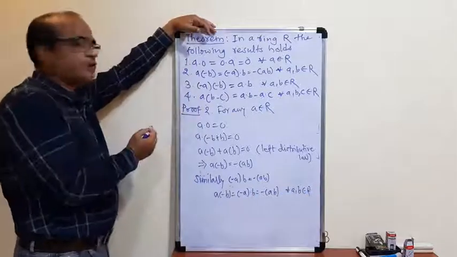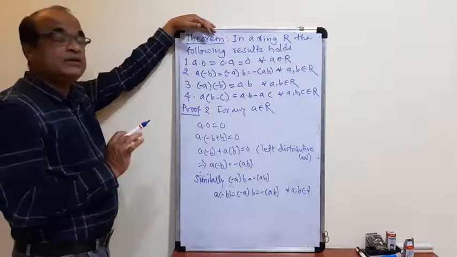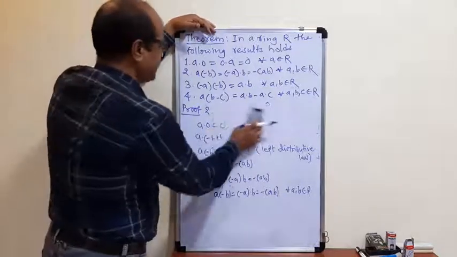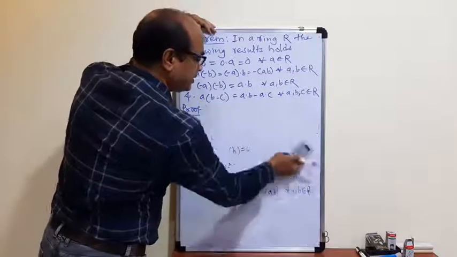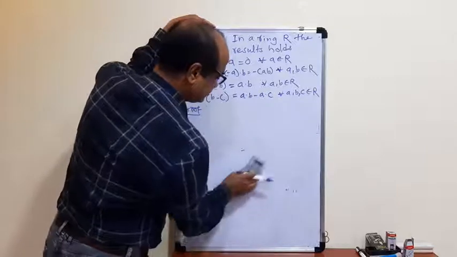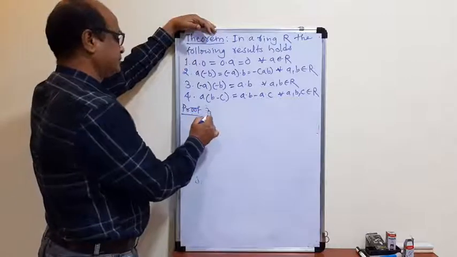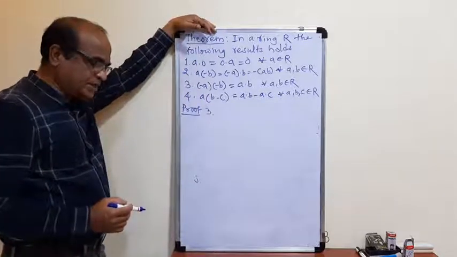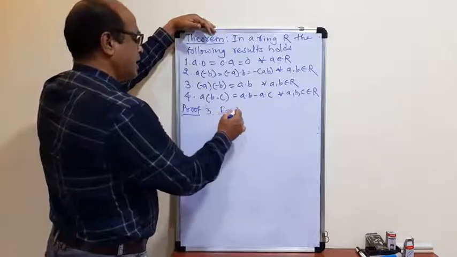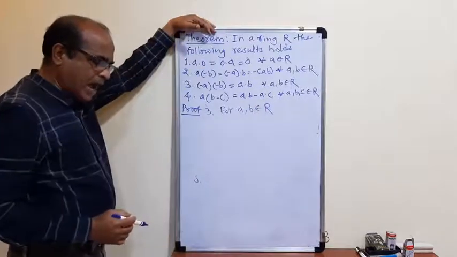What is the second result? A into minus B is equal to minus A into B is equal to minus AB. The result is proved here. So very simple results. What is the next result? What is the third result here? Minus A into minus B is equal to AB, for A, B elements of the set R, where R is the ring.